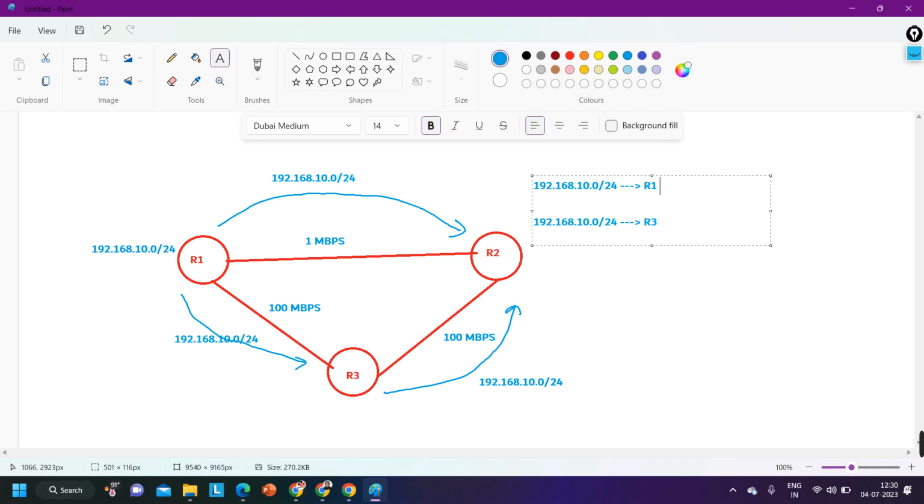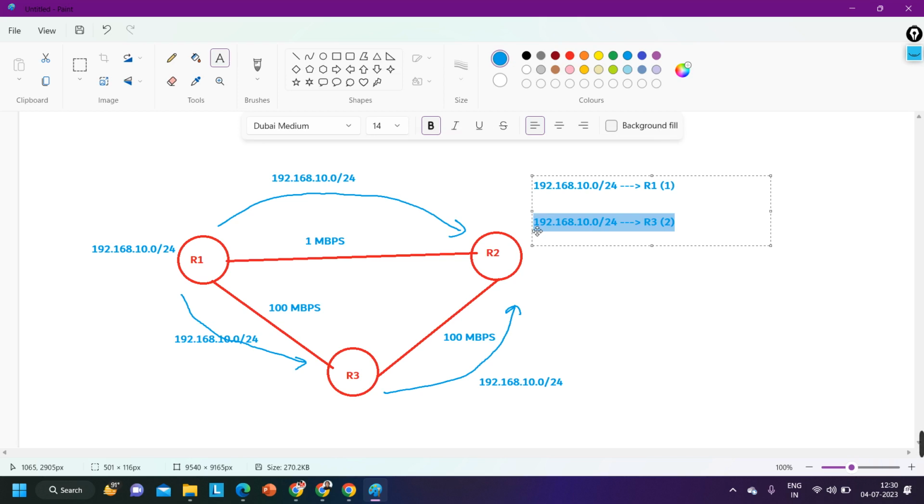Then it will check what? Metric value. So what will be the metric over here? It should be 1. And the metric over here? Not 100. How many hops away is the destination network via this side? 2 hops away. So the metric over here will be 2. So it will install which path in its routing table? Via router number 1 or via router number 3? Router number 1. So it will discard this entry.